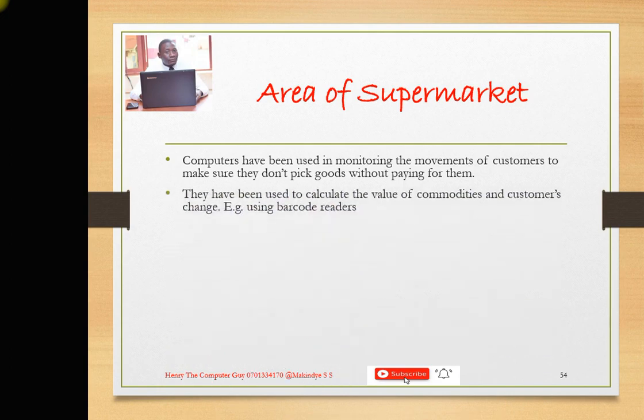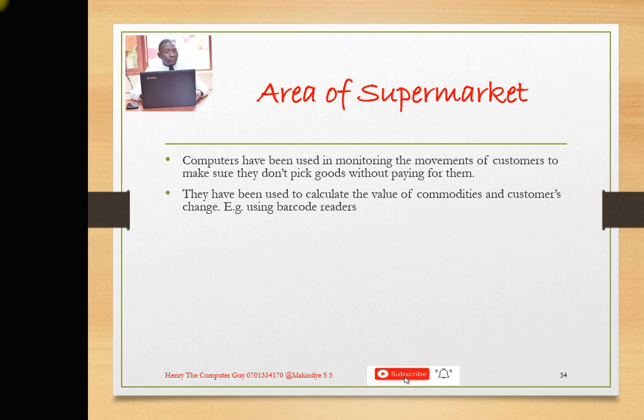Point 2 specifically tells us that computers have been used to make calculations, or to calculate the value of commodities and customers' change. For example, using barcode readers. When you enter a supermarket, remember it is always self-service. You enter, you pick what you want, you take it to the cashier, then she will use a device called a barcode reader. We shall look at that device, how it looks, when we reach what we call computer hardware. So it helps that person to identify the price of the commodity.